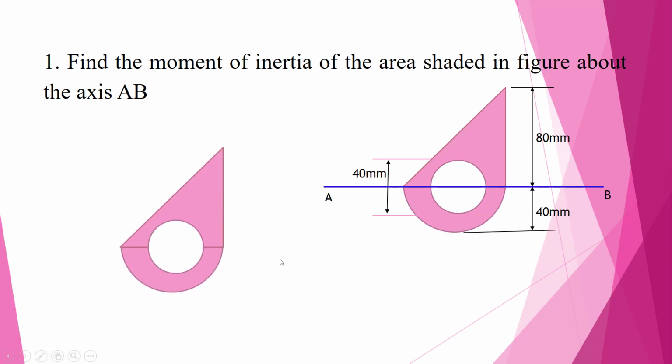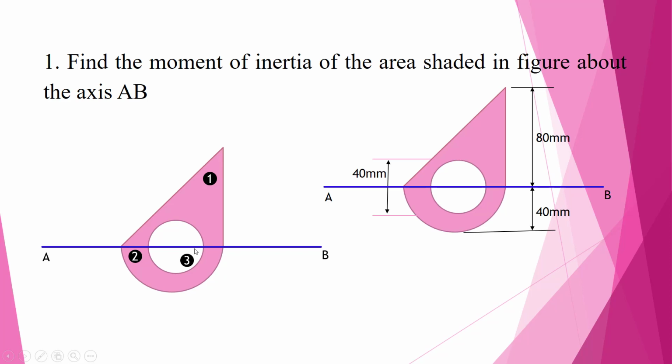Now let's see the steps involved in finding the moment of inertia of the composite section. As I have told earlier, the composite section can be considered as a combination of a triangular section, a semicircular section and a circular section. I have drawn the axis about which we need to find the moment of inertia, marked as capital AB, and numbered the simple figures as 1, 2 and 3. 1 denotes the triangular section, 2 denotes the semicircular section and 3 denotes the circular section.